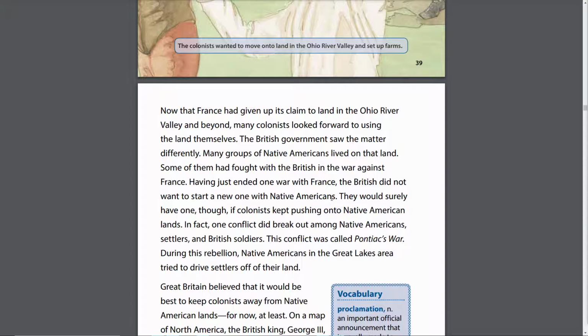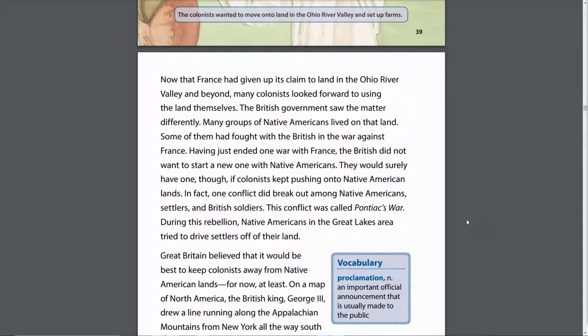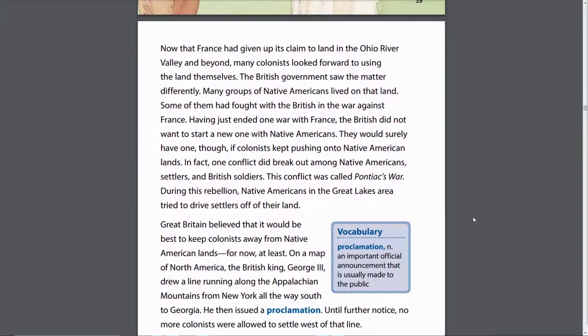In fact, one conflict did break out among Native Americans, settlers, and British soldiers. This conflict was called Pontiac's War. During this rebellion, Native Americans in the Great Lakes area tried to drive settlers off their land.